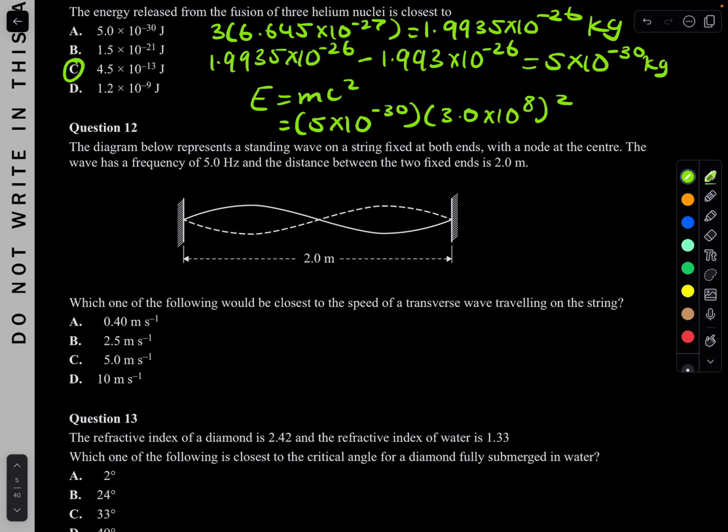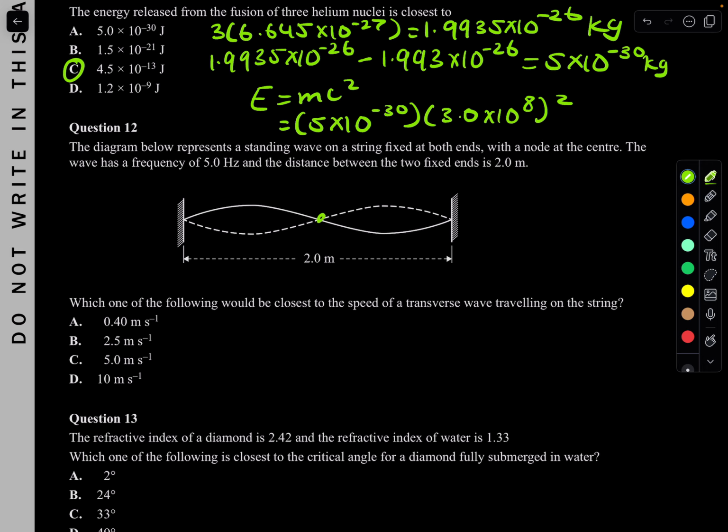Question 12. The diagram below represents a standing wave on a string fixed at both ends, with a node at the center. As you can see, this is a node where destructive interference occurs. The wave has a frequency of 5 Hz, and the distance between the 2 fixed ends is 2 meters. Which value would be closest to the speed of the transverse wave traveling on the string?